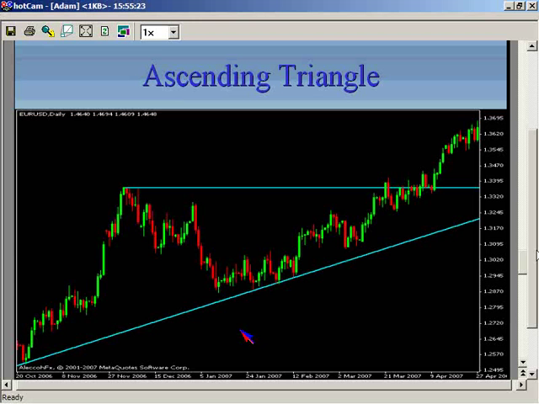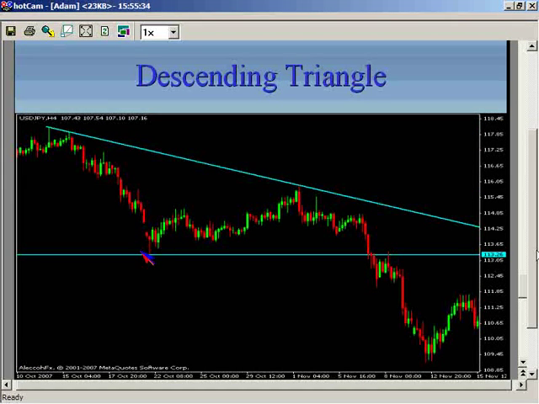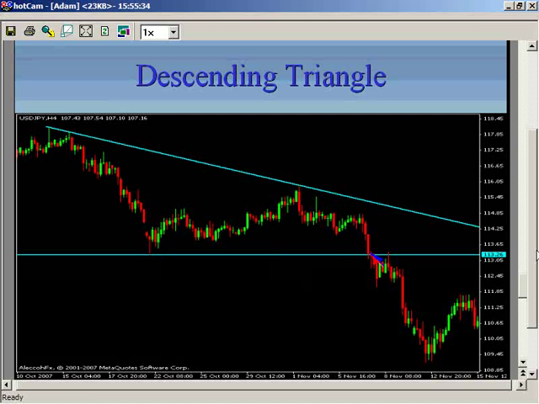Here's a descending triangle, opposite scenario. The sellers are getting stronger and stronger and stronger. The buyer said, hey, 113.26 is good enough for me. I'm not buying it any higher. And again, a test, and then we broke down. In this case, as soon as we make a new low, all the buyers are losing money, all the sellers are making money, and the market becomes directional.